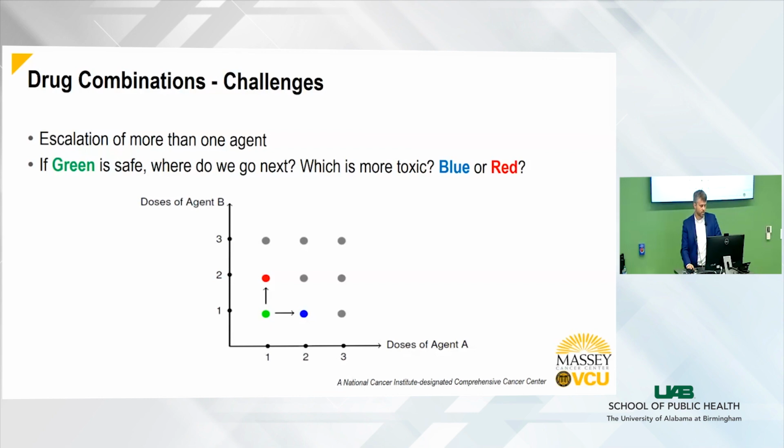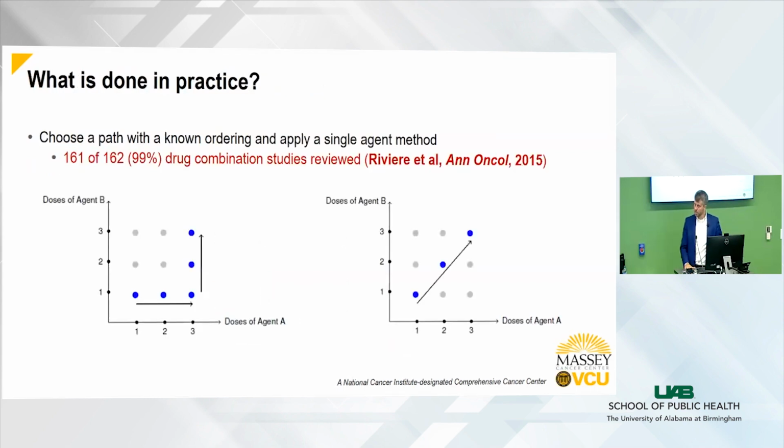So what's typically done in practice in this area is to choose a path with a known ordering among that grid and apply some single agent method. This is a somewhat old review, but in Annals of Oncology, Riviere et al. did a review of drug combination studies in which more than one agent was being explored in terms of its dose escalation. 99% did this. They chose some path along this grid and applied some method that would work for single agent evaluation.